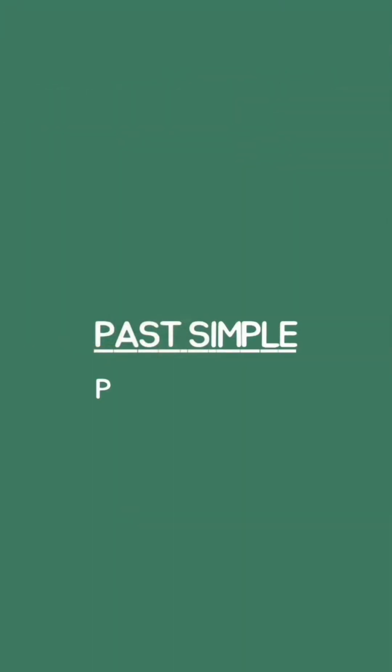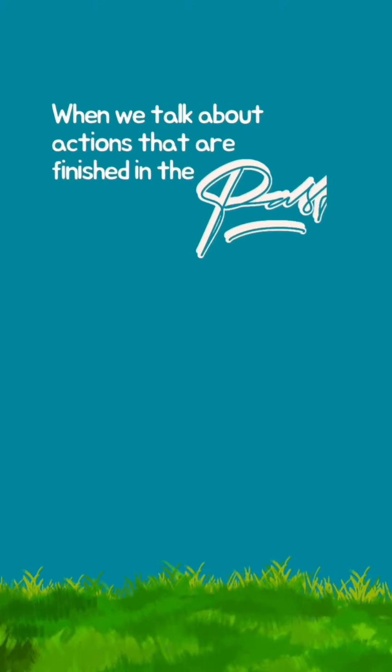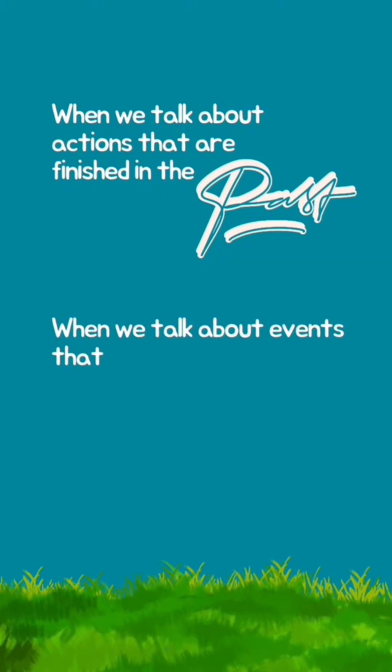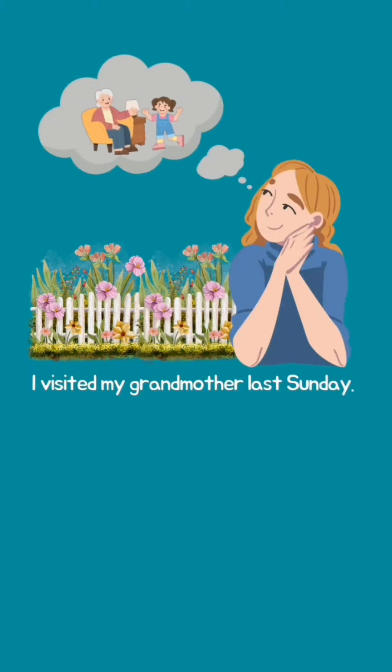The first one is past simple, also called past indefinite. And when do we use it? When we talk about actions that are finished in the past, and when we talk about events that happened at a definite time in the past. Like, I visited my grandmother last Sunday. This action is completed. It happened in the past.